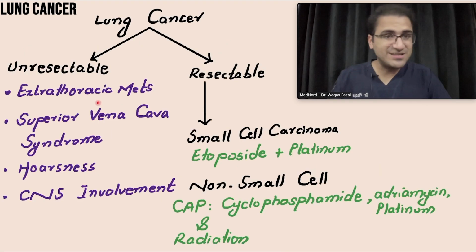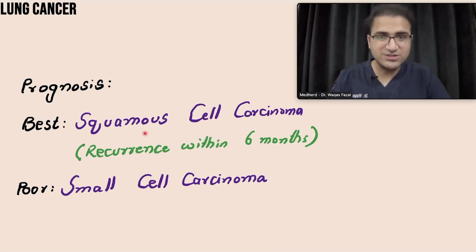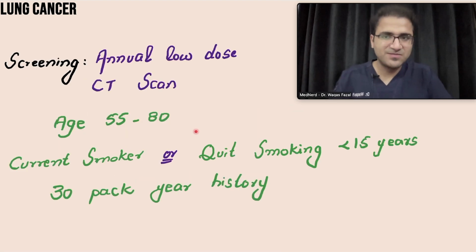A normal chest X-ray does not rule out lung cancer. For if it is an unresectable tumor, these features are there. If it is a resectable tumor, chemotherapy, radiation therapy, surgery can be done. The surgical options that are there. Prognosis is poor. Among these lung cancer types, squamous cell has better prognosis than others. Screening is done with annual low-dose CT scan.